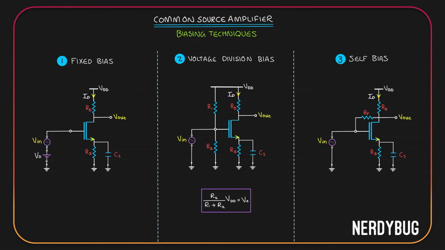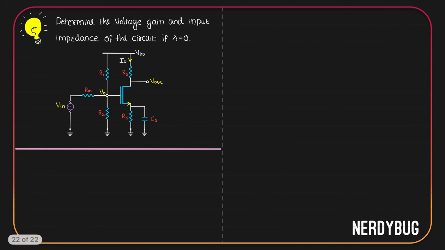I'm sure you can figure out how voltage gain and impedances change using small signal models. We have done the same thing in BJT amplifiers also. Let us move on and solve a problem.